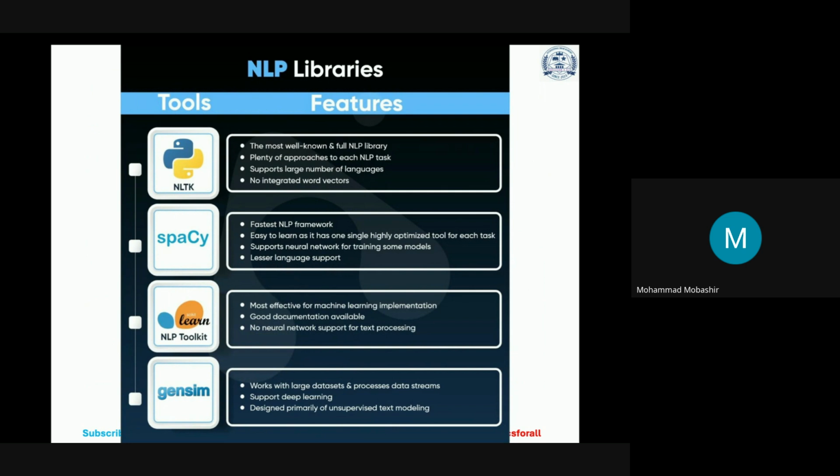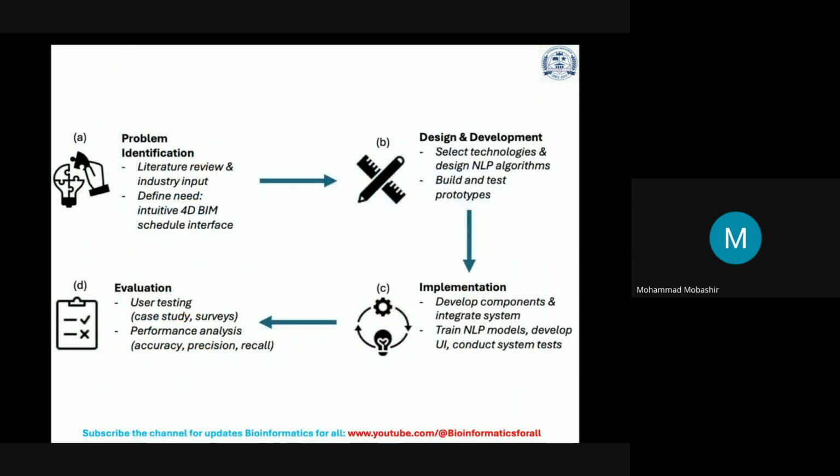Second one here is spaCy, the fastest NLP framework. Third one is Scikit-learn NLP toolkit, most effective for machine learning implementation. Now, Gensim works with large data sets and processes data streams. Now, how can NLP help you? NLP can help you in problem identification, for example, literature plagiarism checking, design and development, implementation and evaluation.